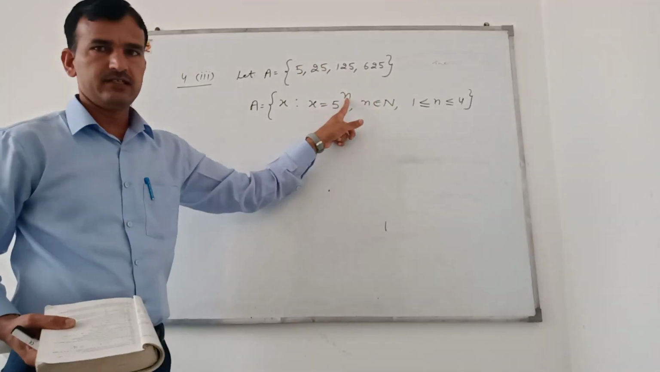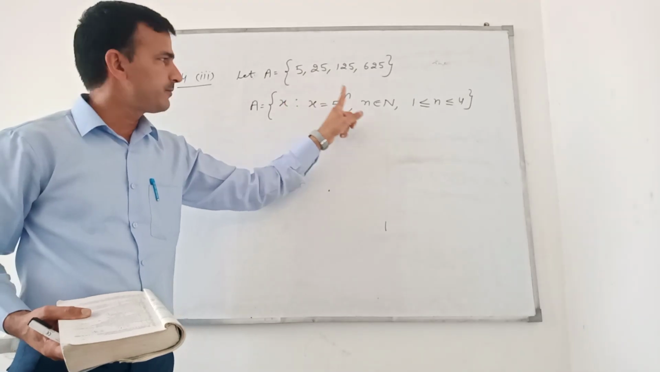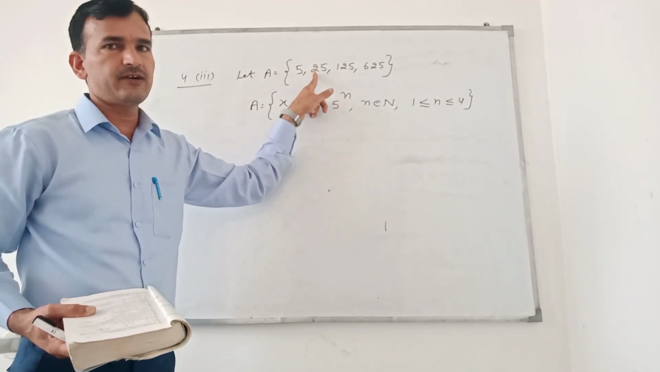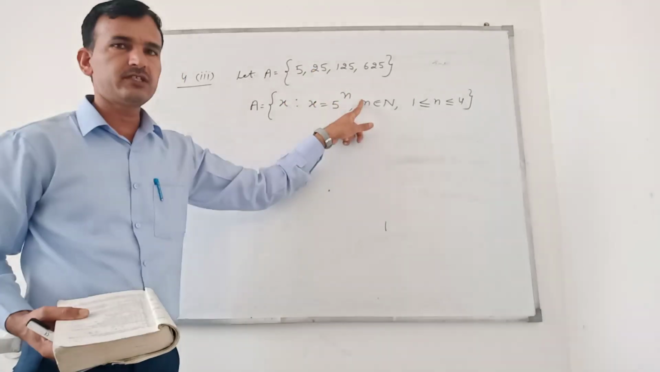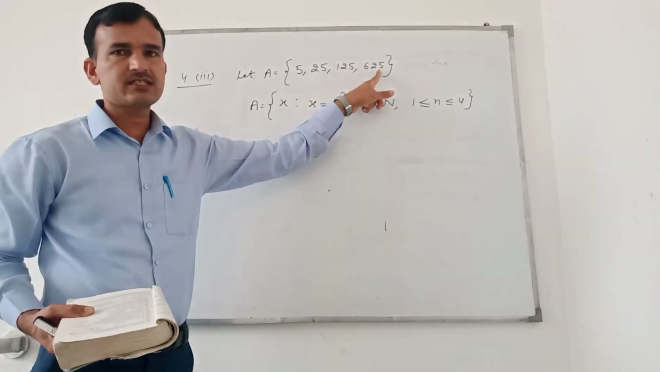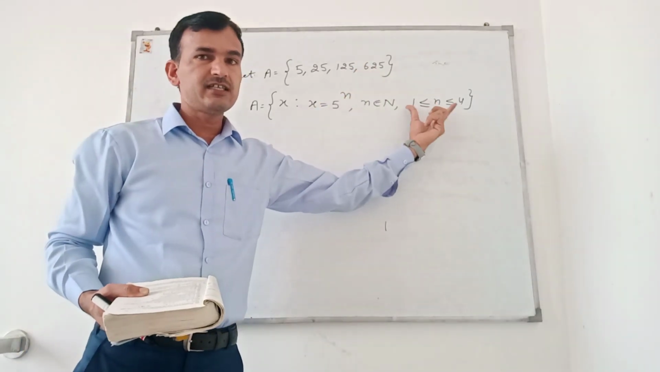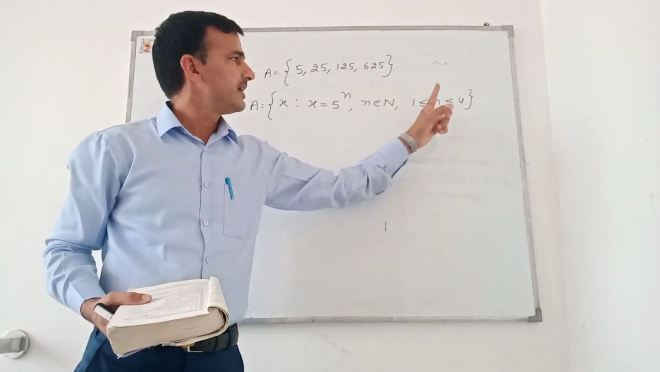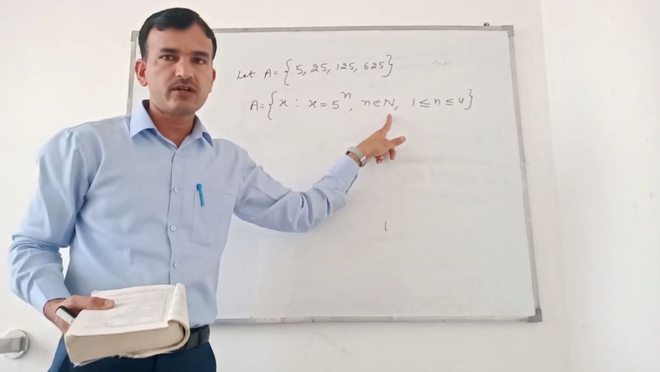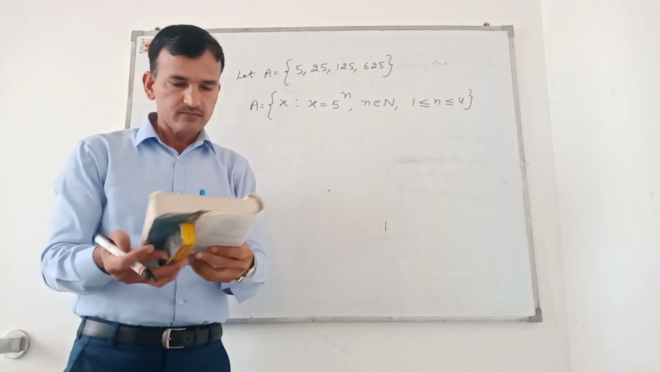If we put n equal to 1, we get 5. If we put n equal to 2, we get 25. If we put n equal to 3, we get 125. And if we put n equal to 4, we get 625. Then n lies between 1 and 4, n is a natural number from 1 to 4.